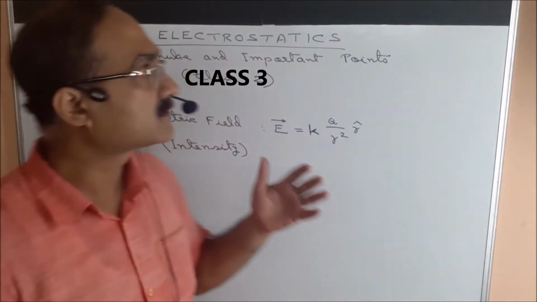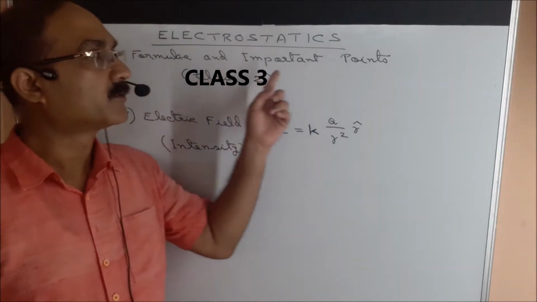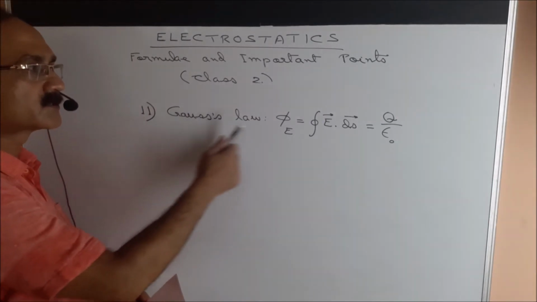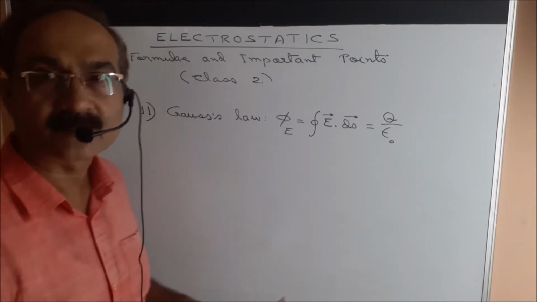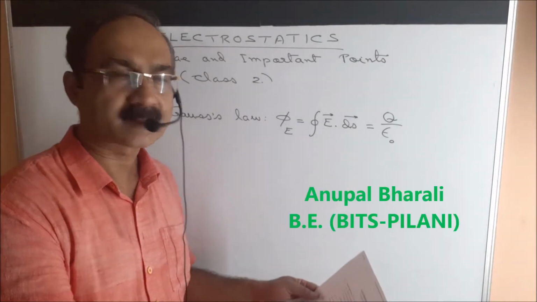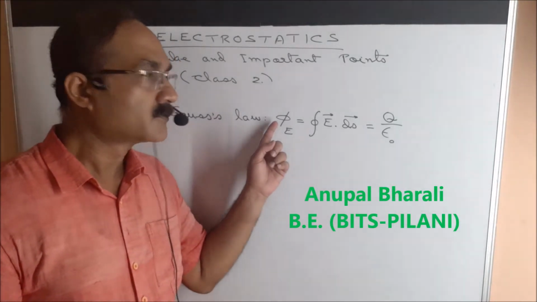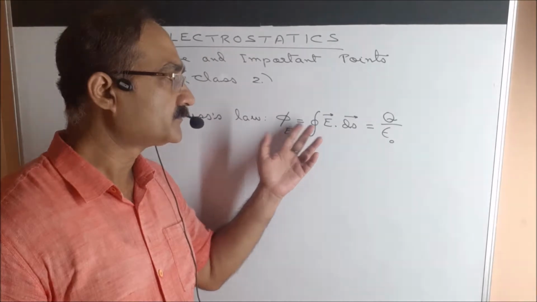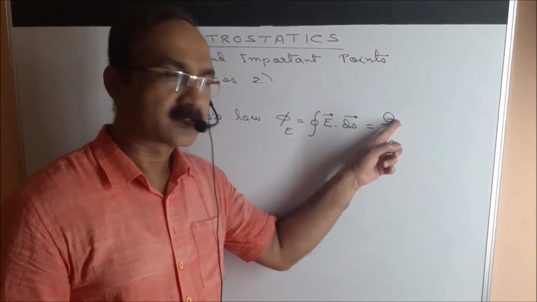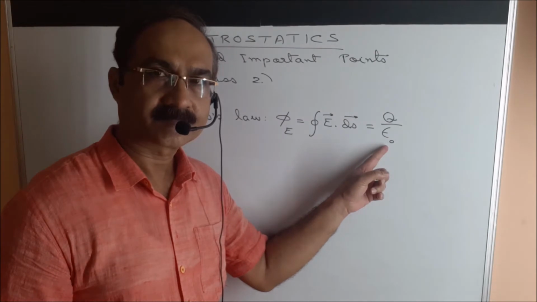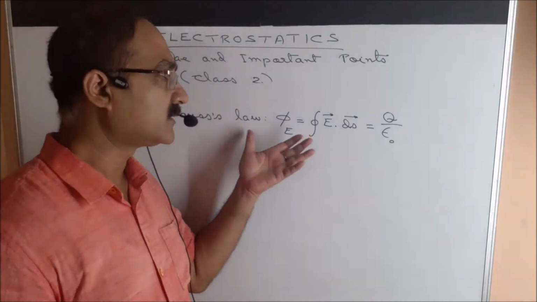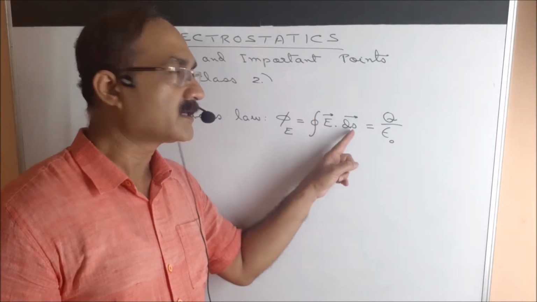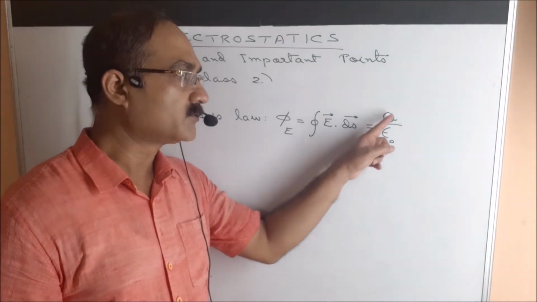So today is our class of electrostatics, formula and important points. The next important formula for us is formula number 11, which is Gauss's law, which you all know is very important even for your class 12 finals. So it says the total flux through a closed surface is equal to the charge enclosed by the surface divided by epsilon naught. In integral form, the same thing we can write like this: closed integration of E dot ds is equal to Q by epsilon naught.